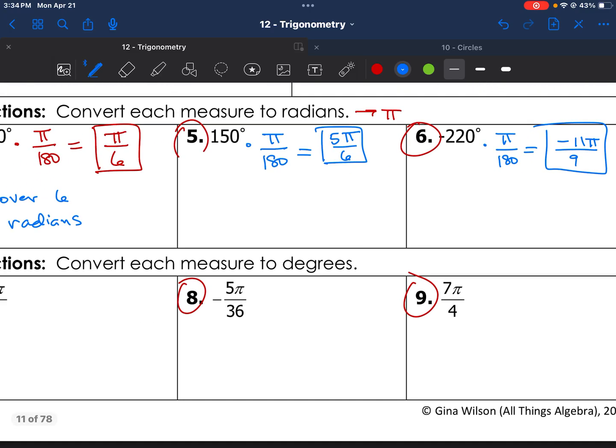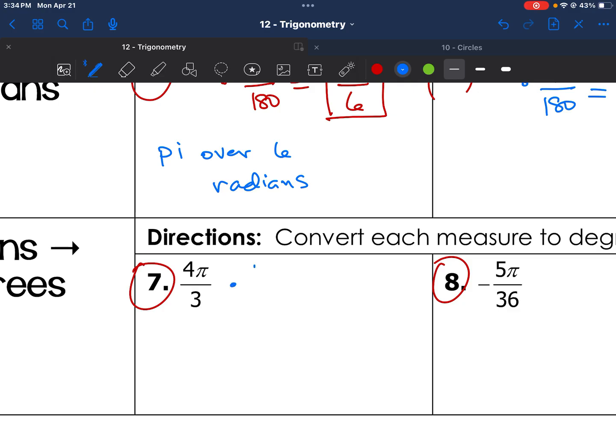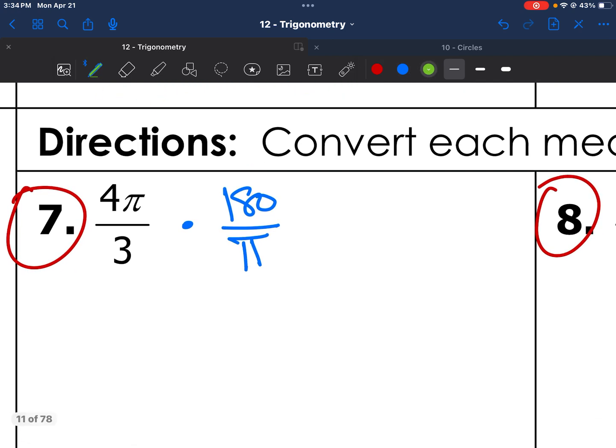Now, if we're going the other way, then you're going to flip it. Instead of multiplying by pi over 180, if you're going from radians to degrees, then now you'll multiply by 180 over pi. And again, 9 times out of 10, the pi's should cancel if you have 1 on top and 1 on the bottom. And then for your numbers, you're basically multiplying by 180. So 4/3 times 180, or 4 times 180 divided by 3, will give us 240 degrees.